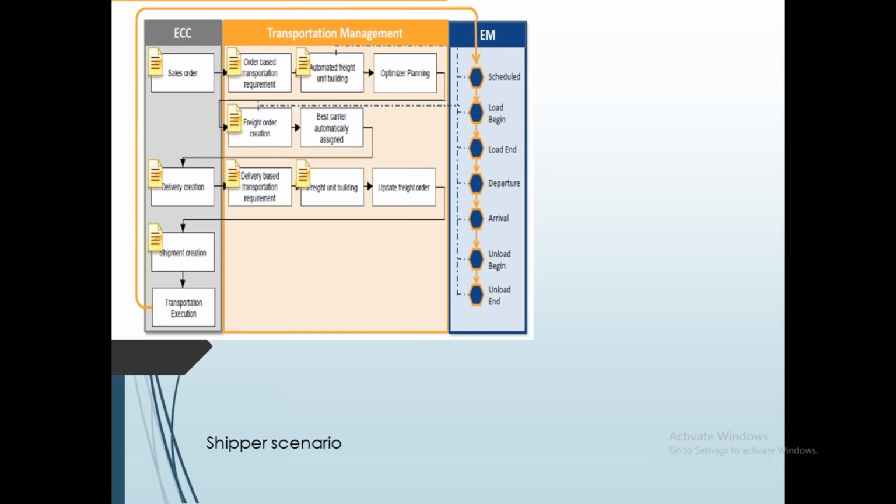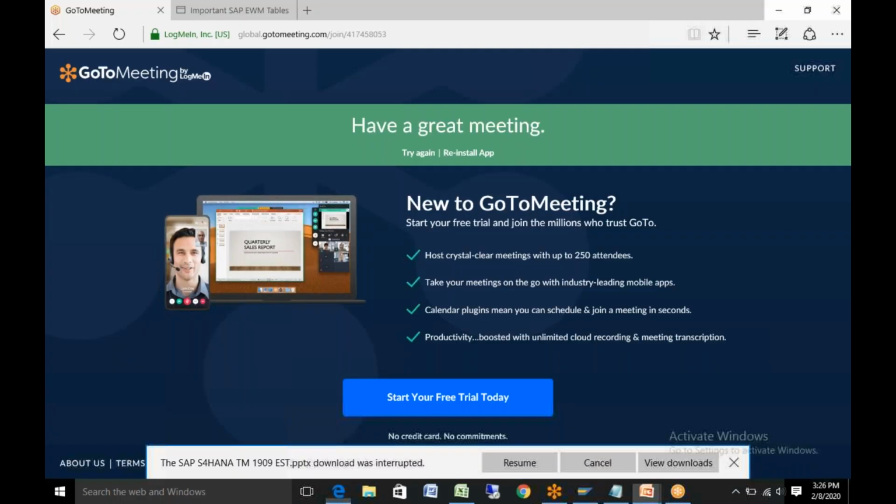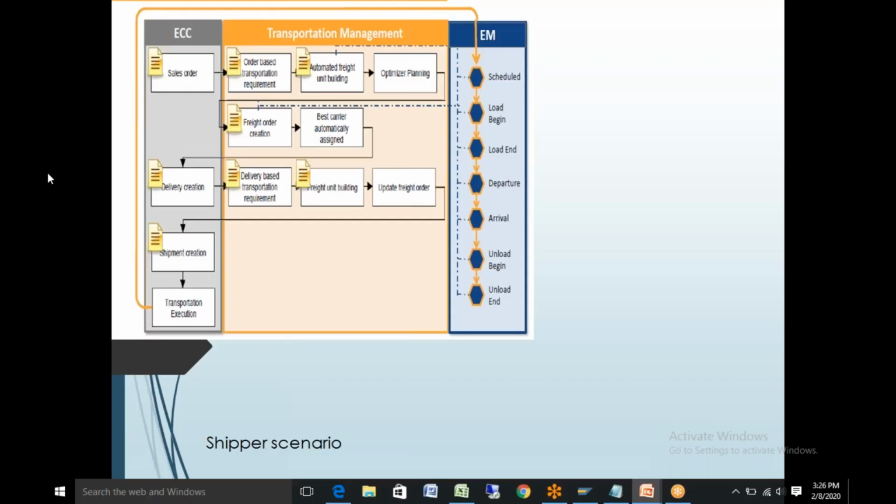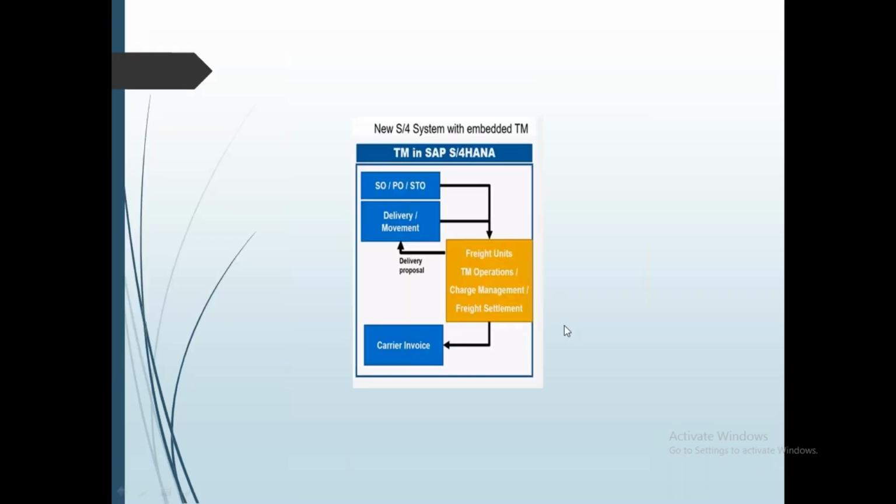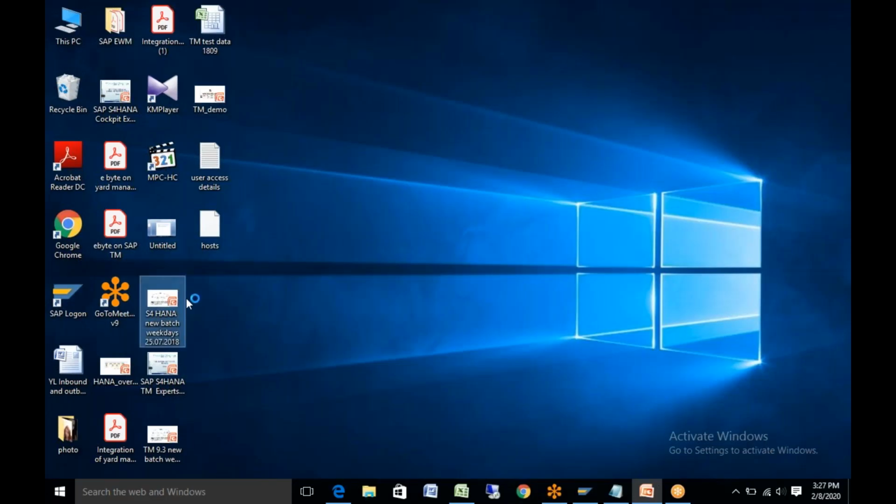Then we'll start with the organizational structure. There we'll see what the different organizational units are that we will require for TM. Then I will explain the scenario we are going to implement. We are going to implement a multimodal scenario where you are moving goods from one location to another. This is the scenario we'll cover.